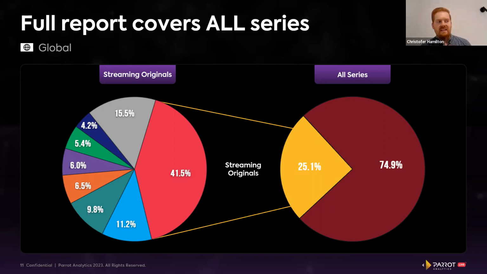And if we were to look at the demand share of streaming originals compared to everything else in the year globally, they only make up about a quarter of demand. So there's really a lot more out there, and you get to see all of that in the full report. So you can compare streaming originals like Stranger Things with linear originals like Grey's Anatomy, for example, and really get an apples to apples comparison.